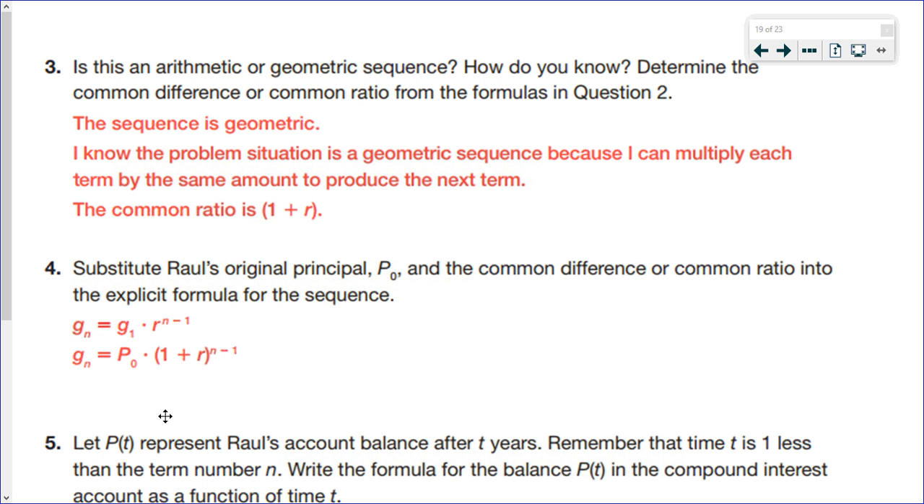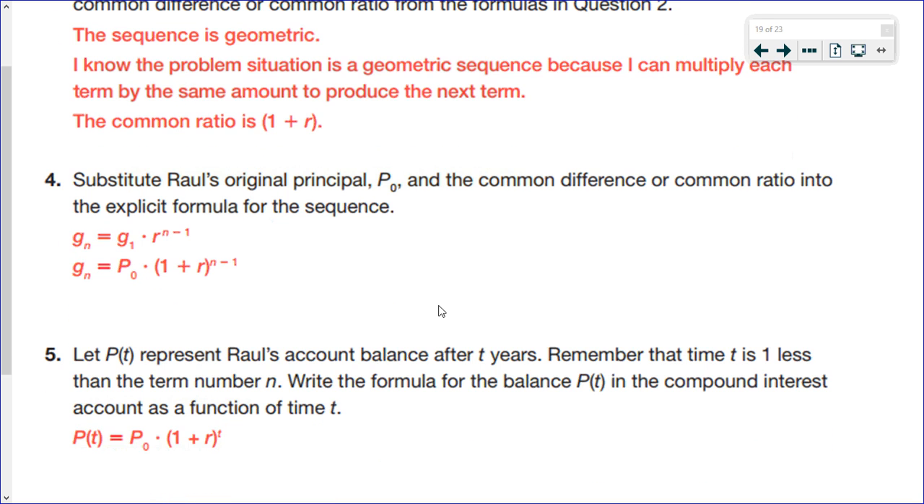Okay, then 5 says, let P of t represent the account balance after t years. Remember that time t is 1 less than the term number n. Write a formula. Same thing, except instead of n minus 1, it's just t, because this is years. So we don't have to account for the first term being year 0 anymore, because now we're in terms of t. So t1 is year 1.